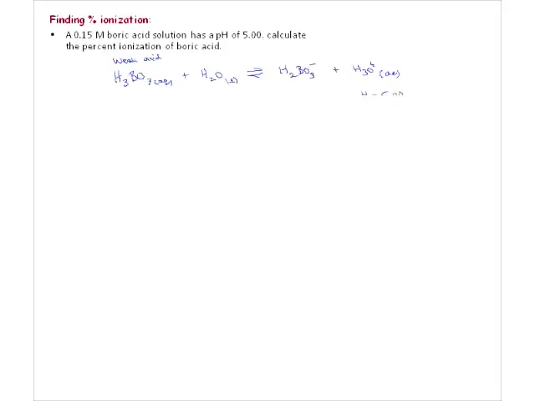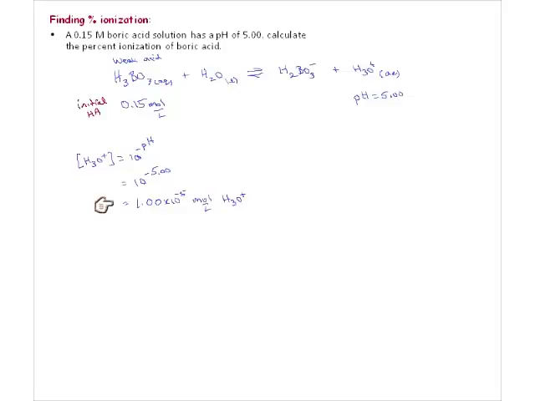So here's the ionization reaction for boric acid. It's a weak acid, so it only partially ionizes. What's given to us is the initial concentration of the acid and the pH. So now that we know the pH, we can easily find the hydronium concentration by doing the calculation. H3O plus is equal to 10 to the minus pH, so we say 10 to the minus 5. So therefore we can get our hydronium ion concentration, 1 times 10 to the minus 5 moles per liter.